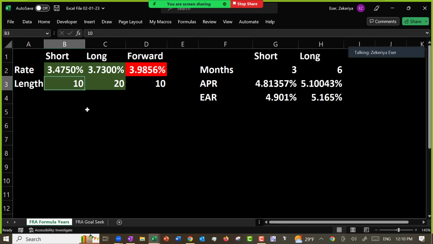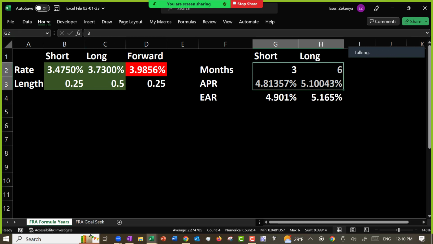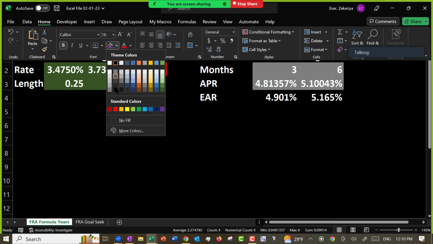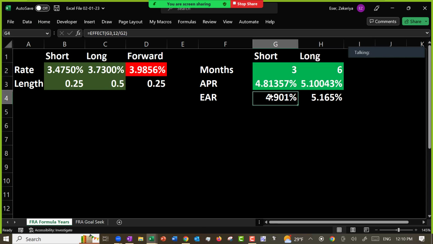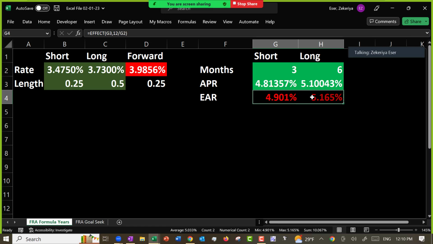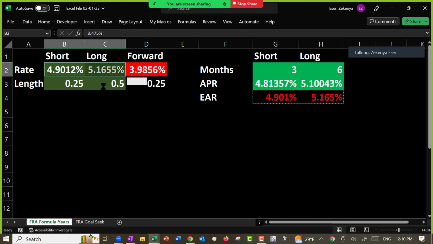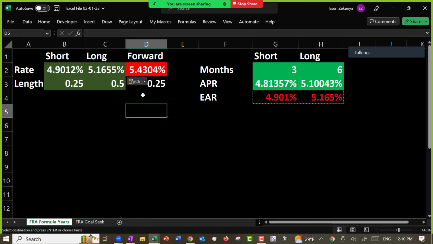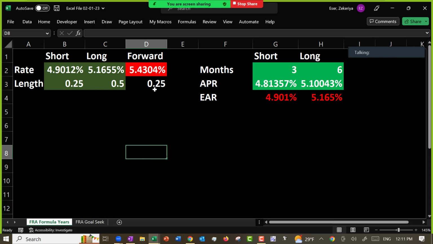Then we can calculate it that way, okay? Let me see. Inputs, outputs, but you need to calculate those effective annual rates and put it in place of those. So 3-month forward 3-month rate is actually 5.43, all right?